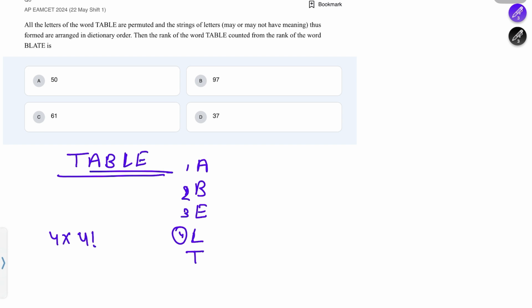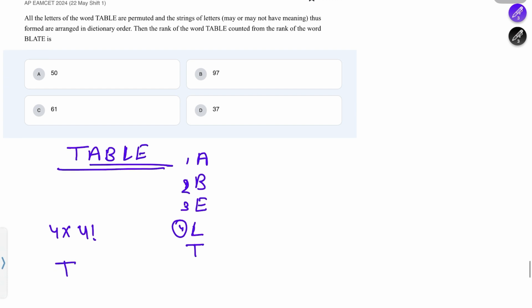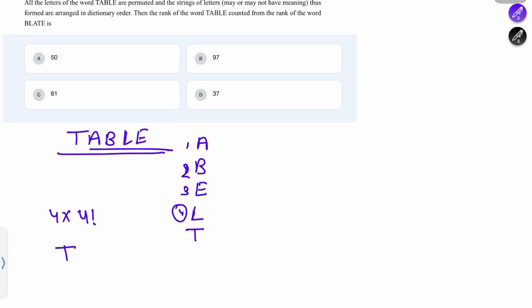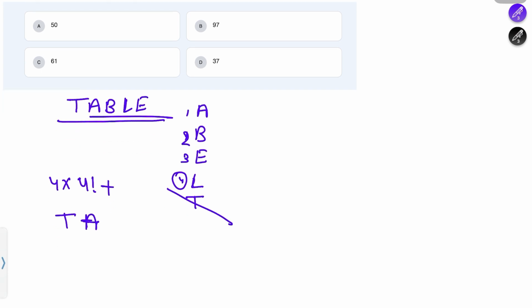Second, after arranging the T, the next letter is A. A is the first choice, so cancel out the T, and it is only A with nothing to add. Same for B, select it and cancel it out. Same for E, there is only one after it, so 1 into 1 factorial. Then arrange A, B, and after that L. L is also cancelled out, so after that only E remains, and L is plus 1.